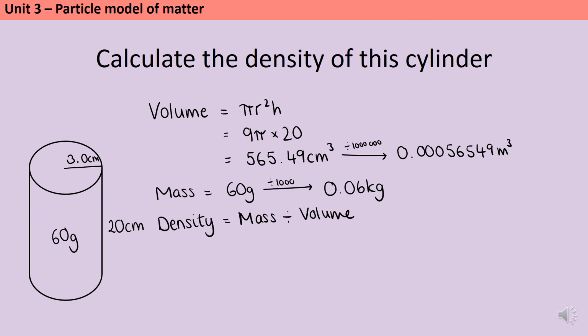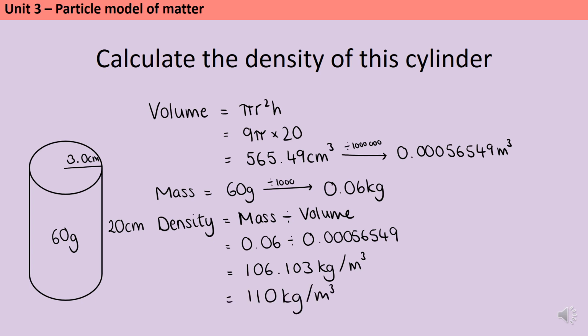Now I can use my density calculation. Mass divided by volume. 0.06 kilograms divided by 0.00056549 metres cubed gives me an answer of 106.103 kilograms per metre cubed. Now, because the numbers in the question have all been given to two significant figures, I should give my answer to two significant figures as well. So I'm going to give my final answer as 110 kilograms per metre cubed.